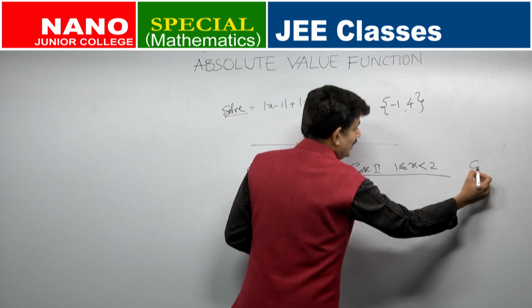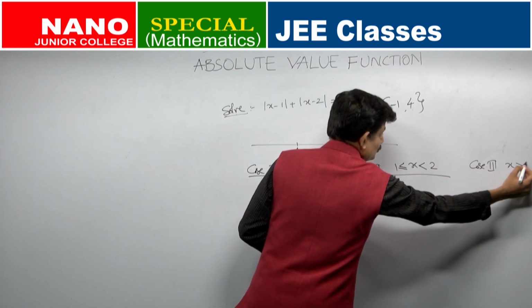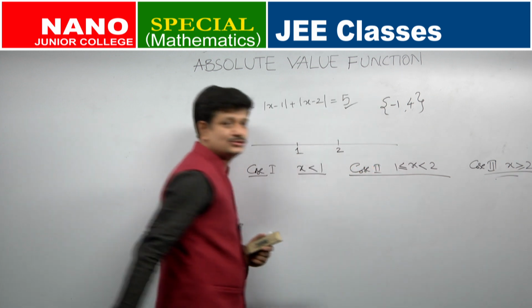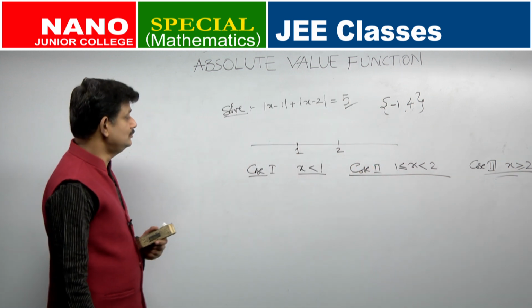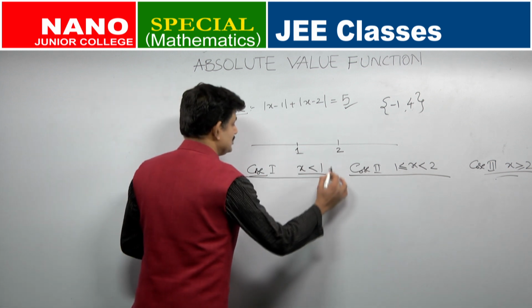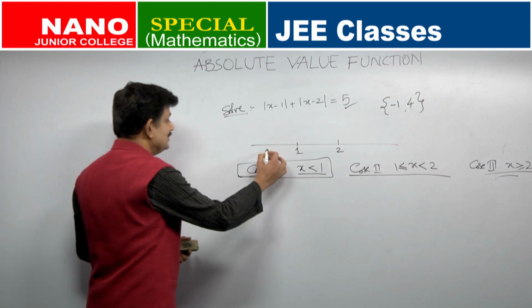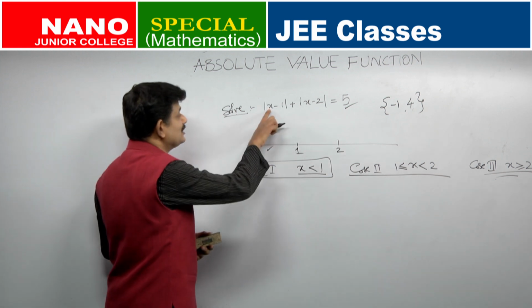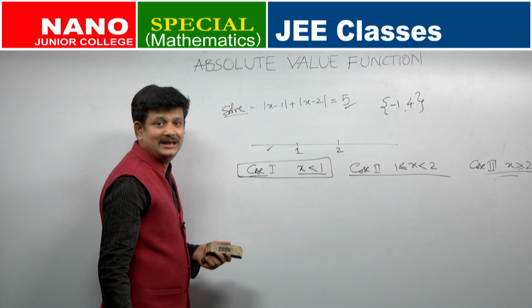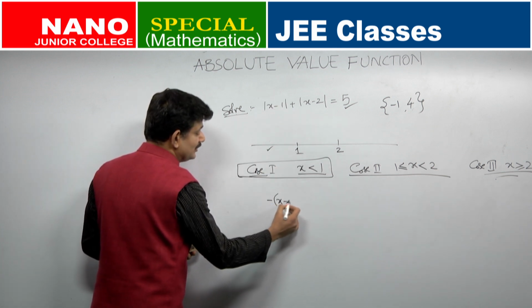Case 3 is x greater than 2. With greater than comes equality also. So, x greater than or equal to 2. So, let me look at case 1 first. x is less than 1. When x is less than 1, this is the case. x minus 1 is positive or negative? Negative. So, what will happen to mod x minus 1? It will be minus of x minus 1.